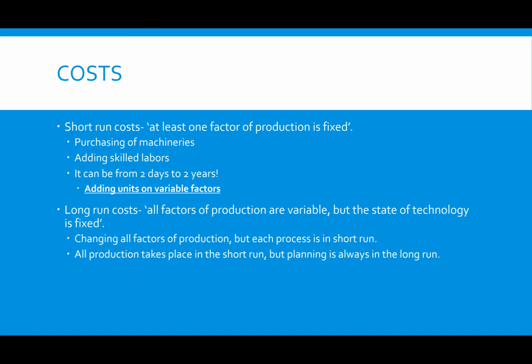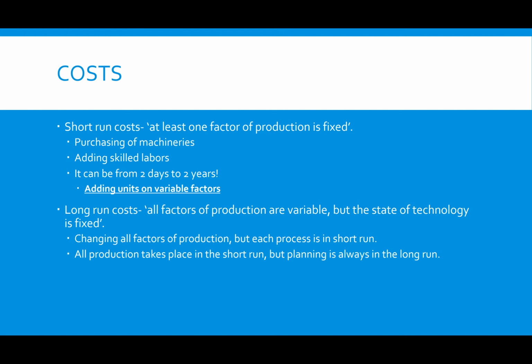The tricky part is that short-run cost can be from 2 days to 2 years. When we hear the word short-run, we think the time itself has to be very short. Well, this is not the case, because, say, building a new factory can be considered a short-run cost because at least one factor of production is fixed, right? It may take up to 2 years or even more, but it's still short-run costs. Adding units of variable factors, that's what it is.